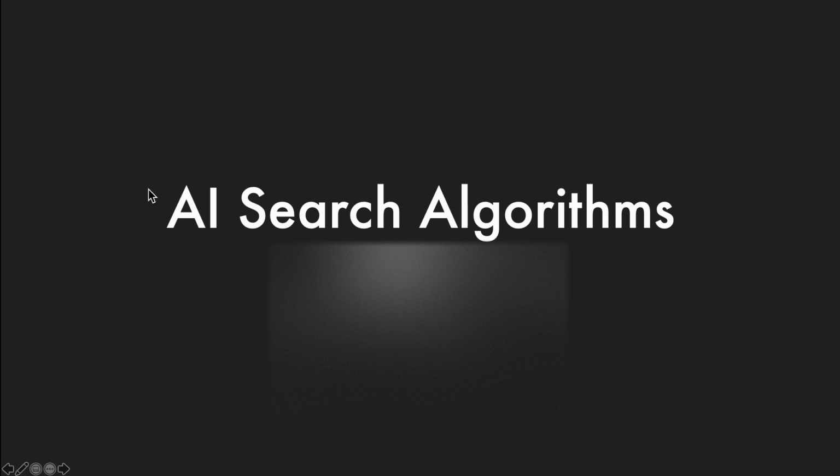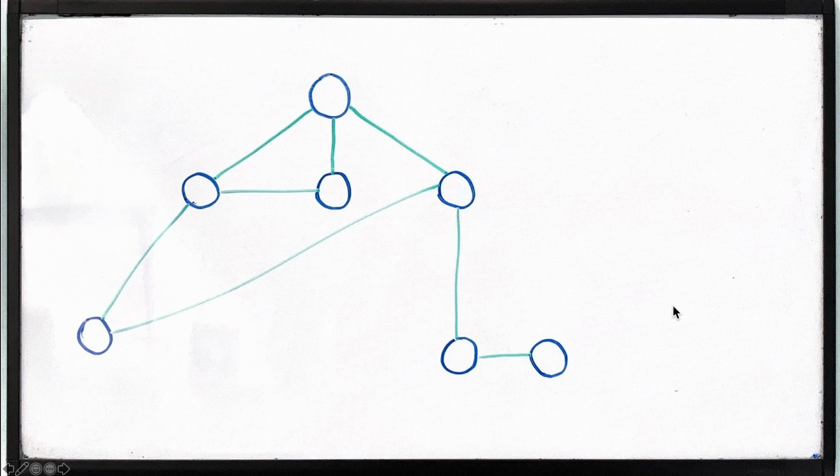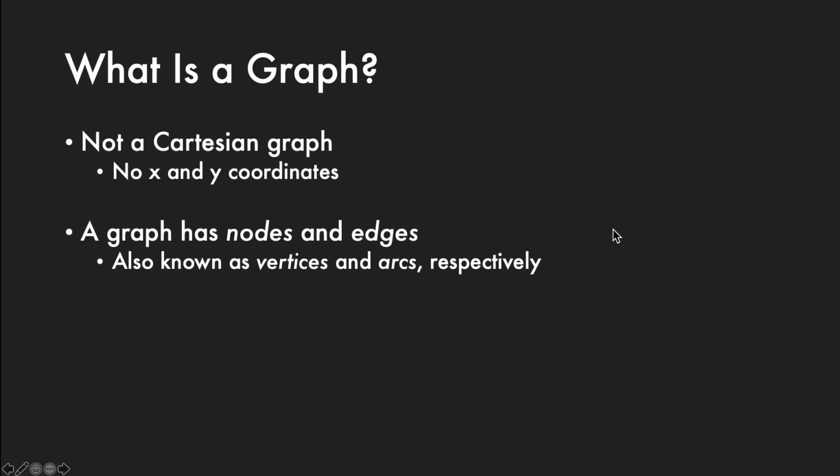Okay, so I'm going to be talking about artificial intelligence search algorithms on behalf of my group. But before I get to the meat and potatoes, I need to explain what a graph is because that is a central concept to these search algorithms. And this is the kind of graph that I'm talking about.